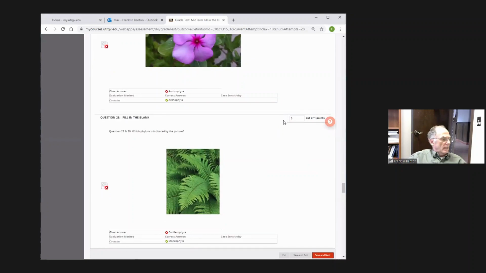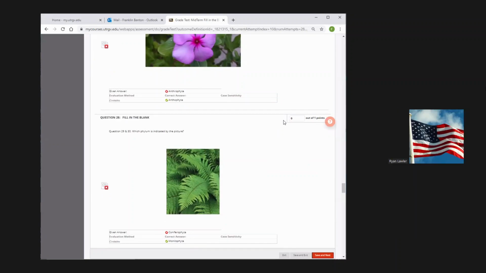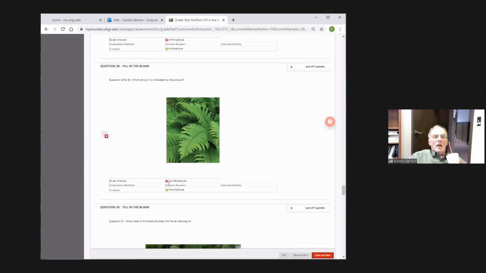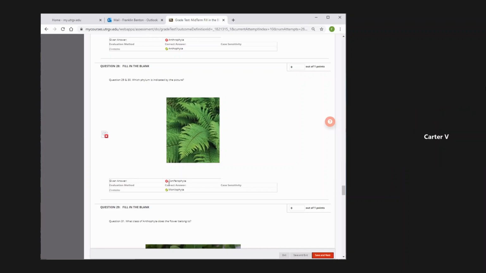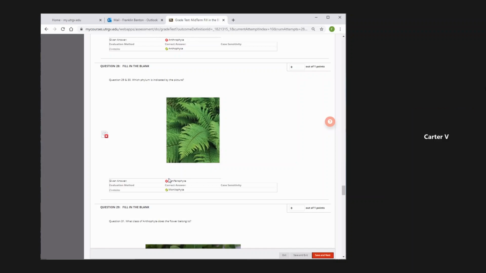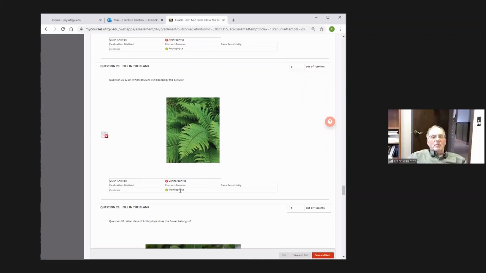Okay, which phylum is indicated down below? Anthophyta. I don't see any cones. Well, yeah. I happen to know whose paper this is, and I'll ask him personally this next Tuesday. And it's not Noah, and it's not Paul. But we were just covering this with the ferns a little bit ago.